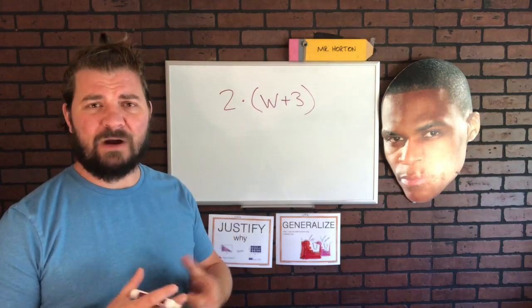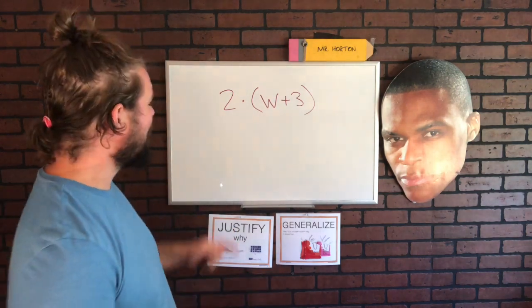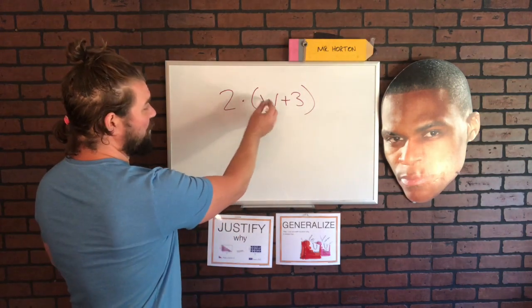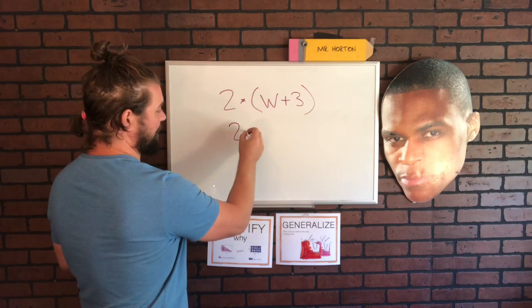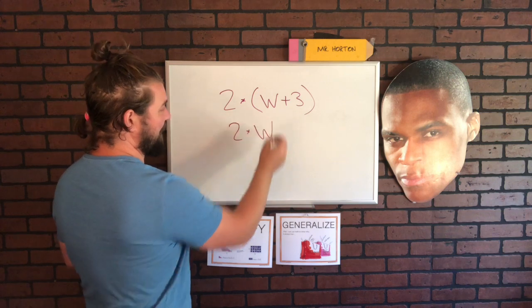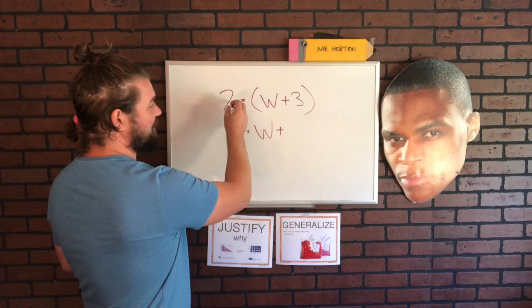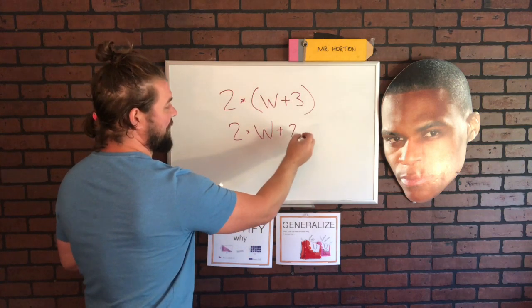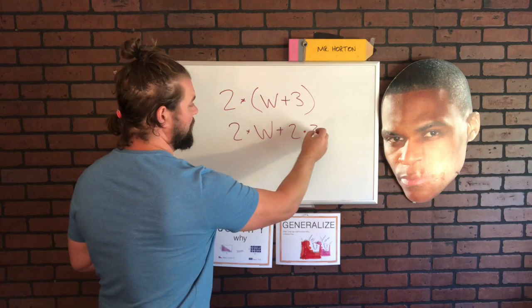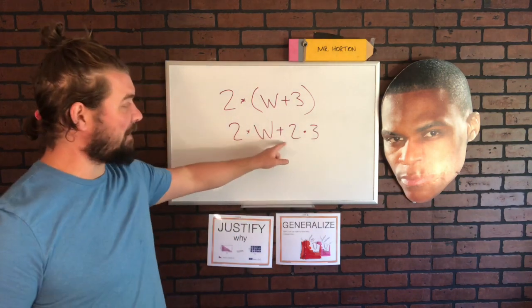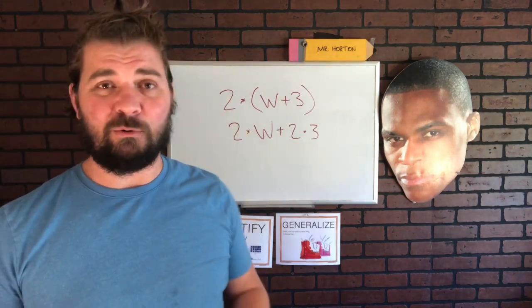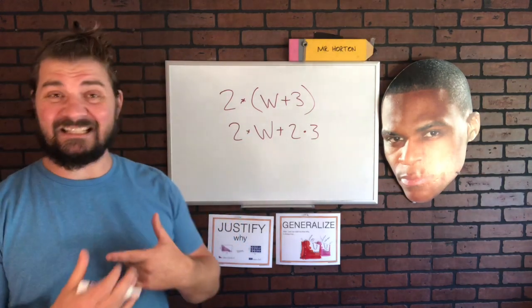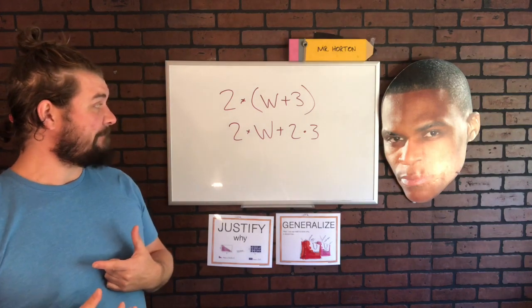And I'm going to write this in an expanded version. Well, that means I have 2 of W. So I have 2, I'm going to put this X here. That means I have 2 times W. And it means I have 2 times 3. So 2 times W plus 2 times 3 is equal or equivalent to if I were to combine the W and the 3 into a problem.